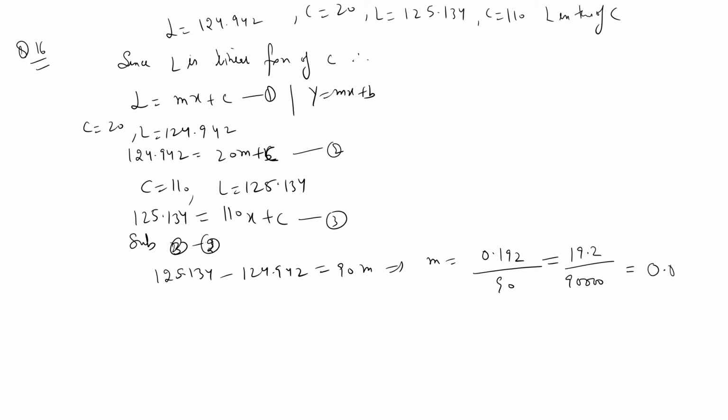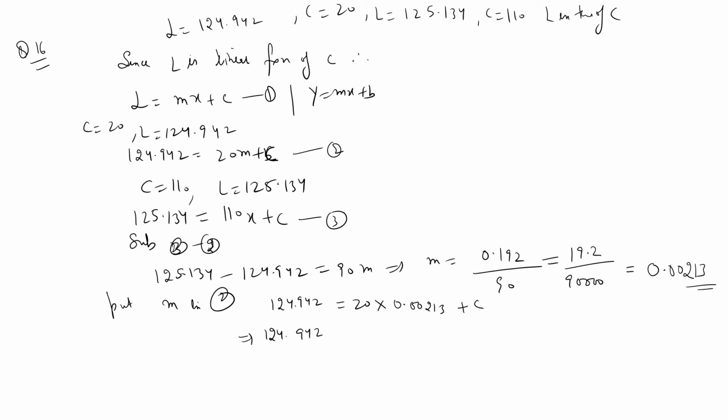Okay. So you can just convert it into decimals and it will be about 0.00213. So it will come like this. Okay. Now substitute this. Put m in your equation number 2. So 124.942 is equal to 20 into m, which is 0.00213, plus b.